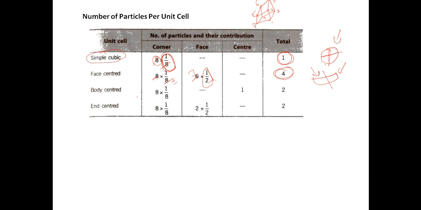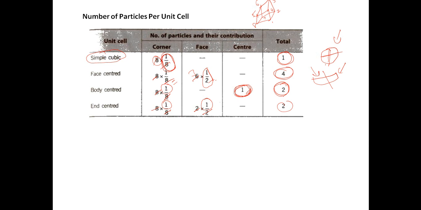Similarly, in case of body centered, atoms are present at the corner. It will give you 1. And the atom which is present inside the body is not contributed by any other unit cell, so we will take it as 1. So the total number of atoms in body center is 1 plus 1, that is 2. In end center, the atoms are present at the corner, so it will give you 1, and 2 atoms are present at the 2 opposite faces, so it will also give you 1. 1 plus 1, so the total number of atoms is 2.